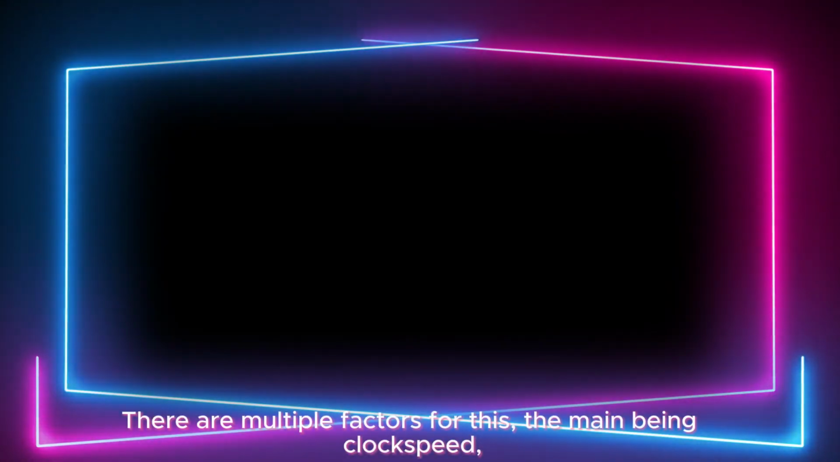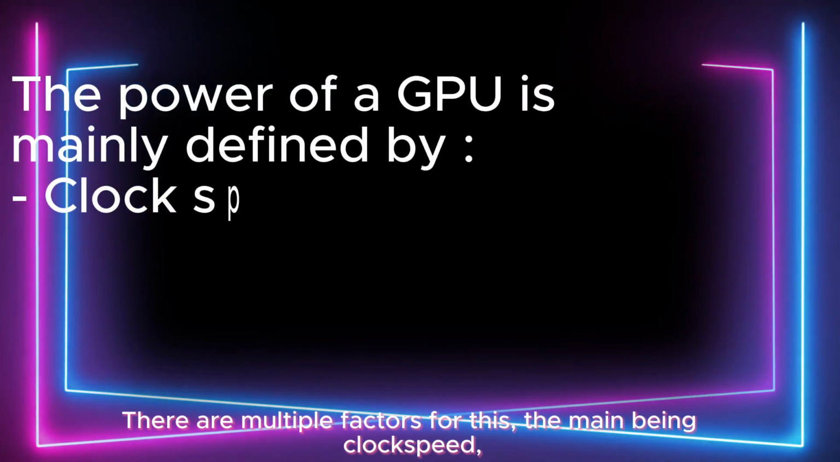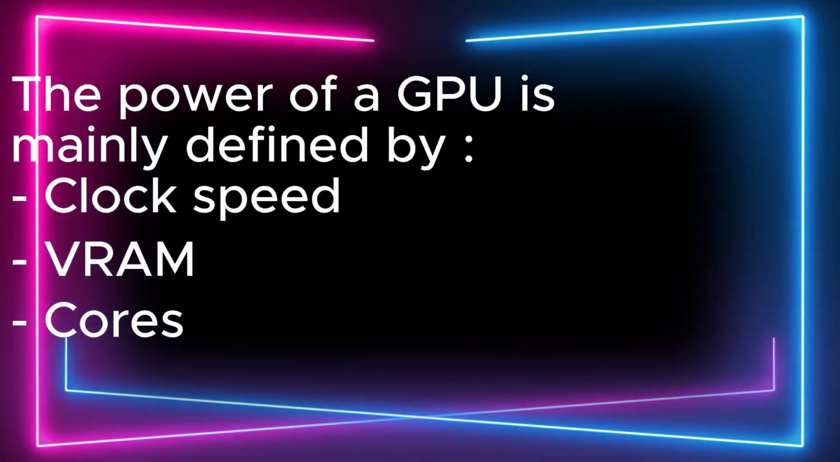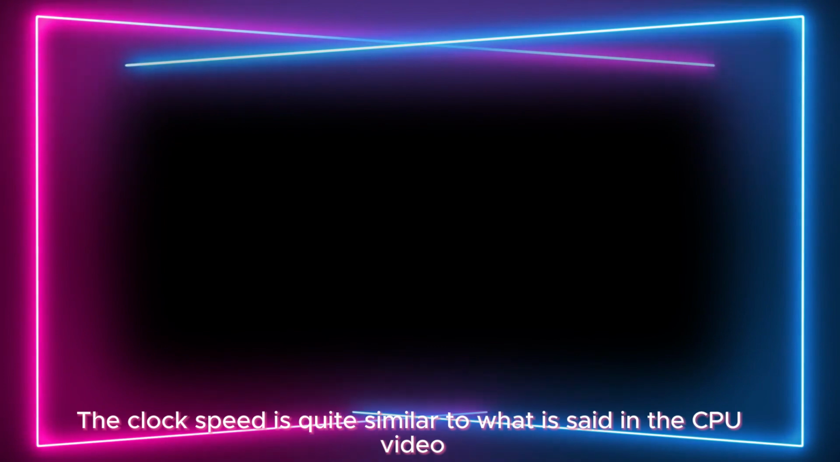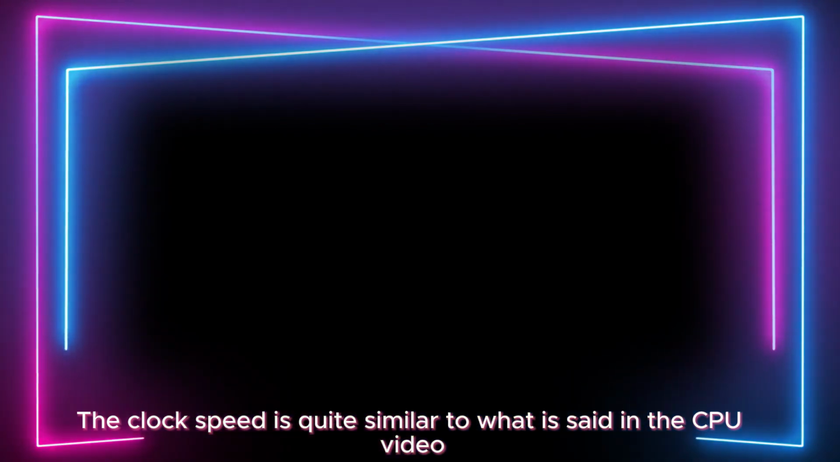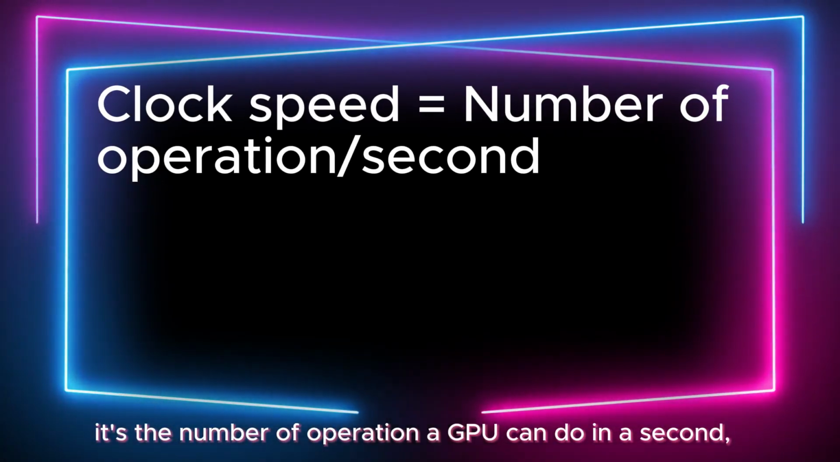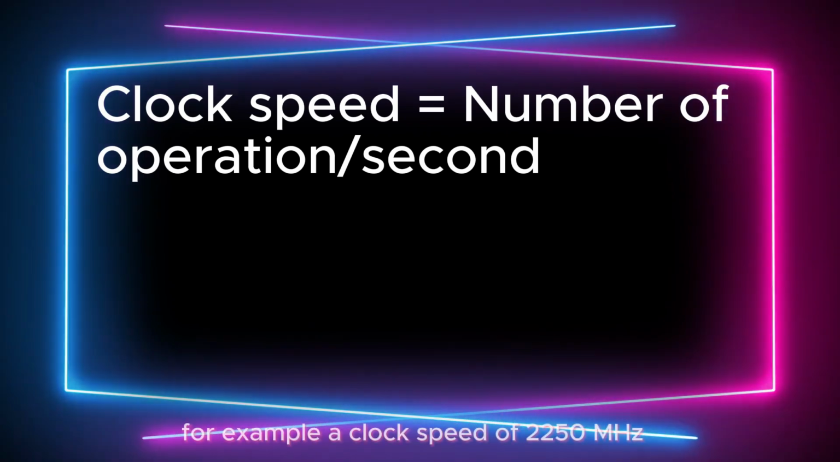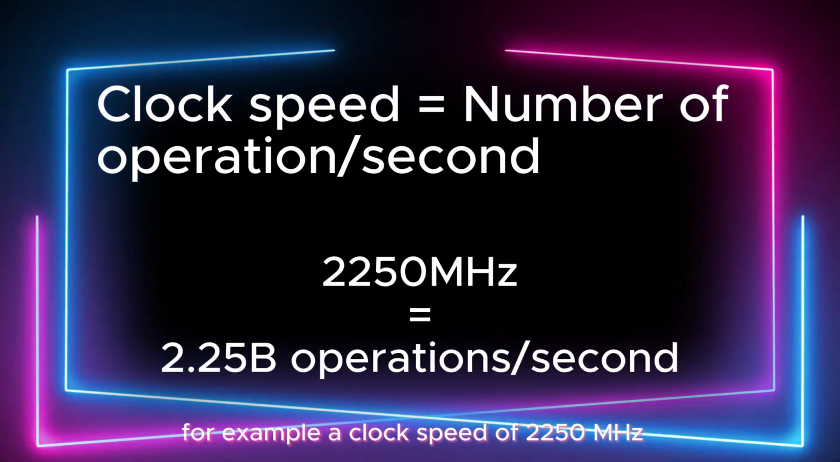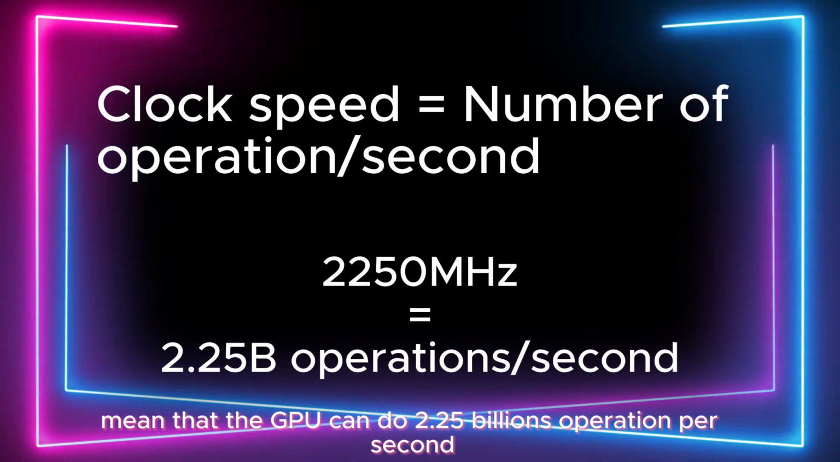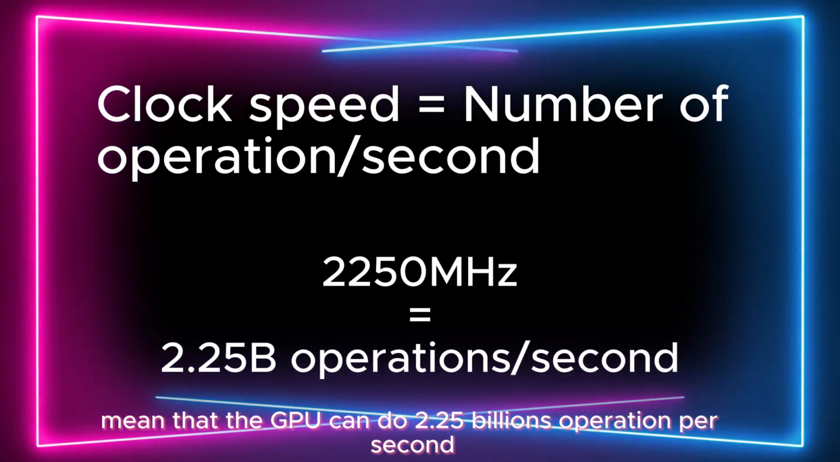There are multiple factors for this, the main being clock speed, VRAM and cores. The clock speed is quite similar to what is said in the CPU video. It's the number of operations a GPU can do in a second. For example, a clock speed of 2250 MHz means that the GPU can do 2.25 billion operations per second.